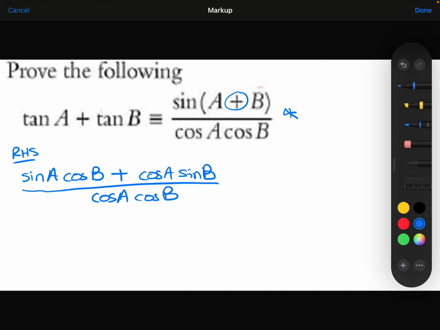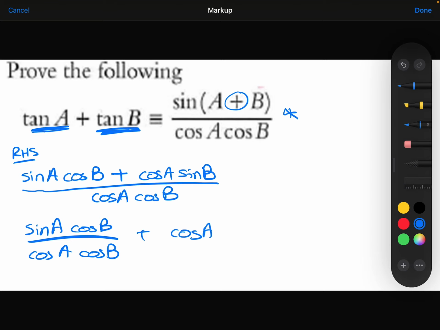Now, because I want to end up with two separate terms here, let me split this fraction up into two terms. I'm going to write sine A cos B divided by the cos A cos B plus the cos A sine B divided by, again, the cos A cos B. So that's me just splitting this single fraction up into two separate fractions.